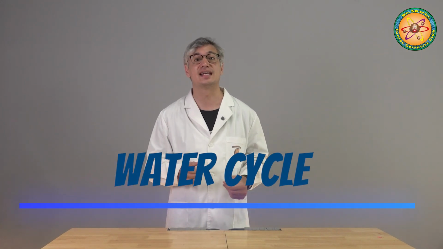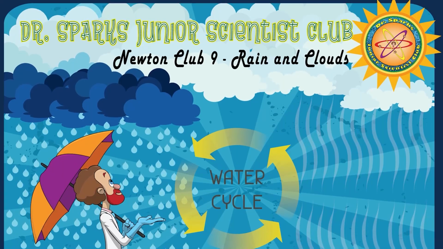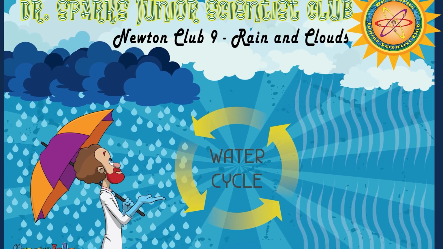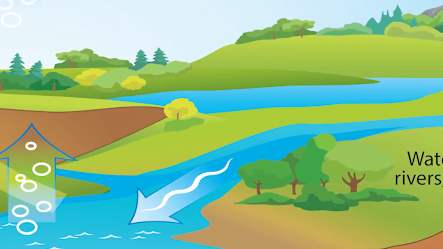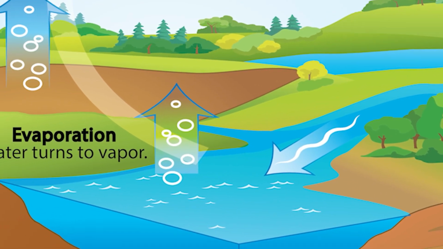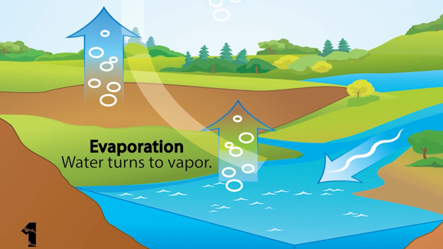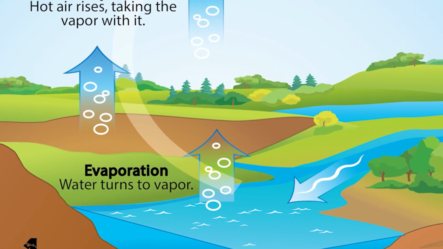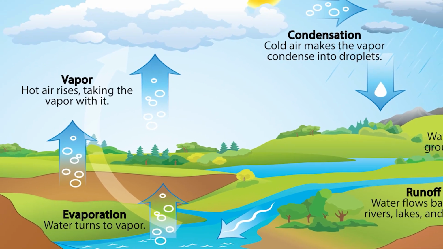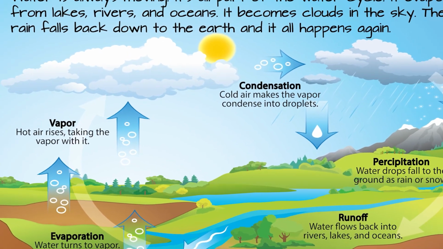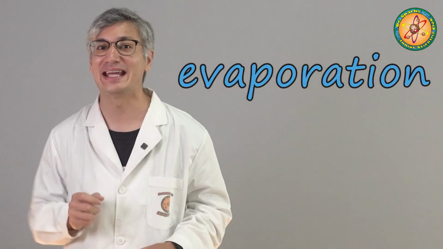In Newton Club 9, the water cycle, we've been learning about how water starts in places like oceans, rivers, and lakes. When the sun comes up, the water changes from a liquid into a gas called vapor or steam. When water changes like this, we call it evaporation.